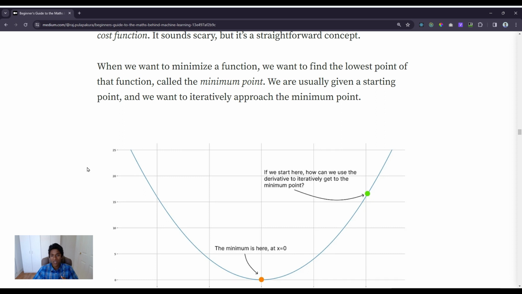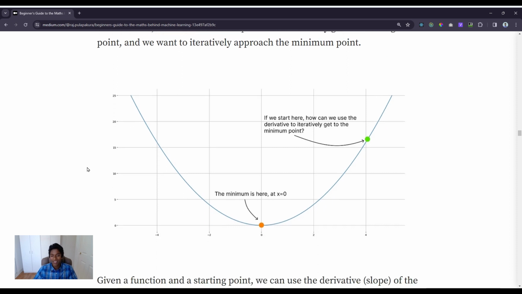When we want to minimize a function, we want to find the lowest point of that function, which is called the minimum point. We are usually given a starting point, and we want to iteratively approach the minimum point. Now, looking at this graph, we can obviously tell the minimum point is at x equals 0. But in the scenario where we're training a deep learning model, we don't actually know what this function looks like. So we need a strategy, a method to arrive at the minimum given some arbitrary starting point. So in this example, if we start here at the green circle, how can we use what we know about the derivative to iteratively get to the minimum point?